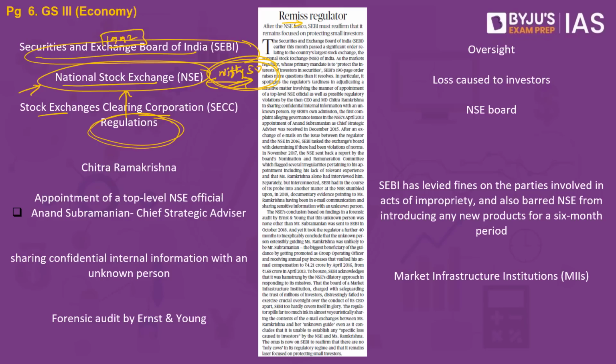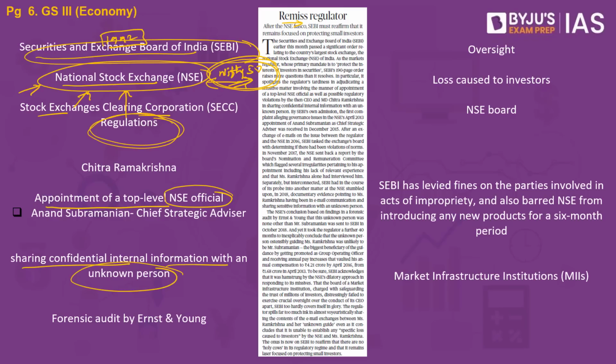But what is the issue right now? The Securities and Exchange Board of India recently issued an order. According to it, there have been issues and concerns with respect to the operation of the National Stock Exchange. Let us try and understand what this issue is all about. There were two major issues recently with reference to the National Stock Exchange. What are they? One is with respect to the appointment of a top-level NSE official. The second is about sharing of confidential internal information with an unknown person.